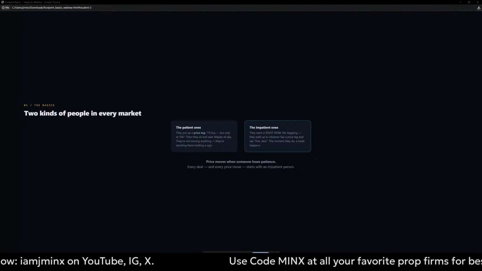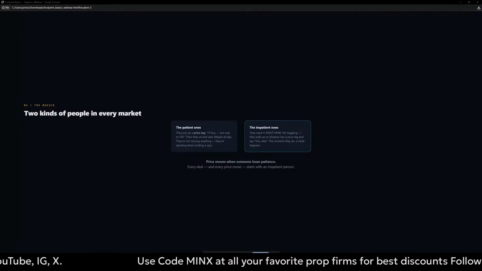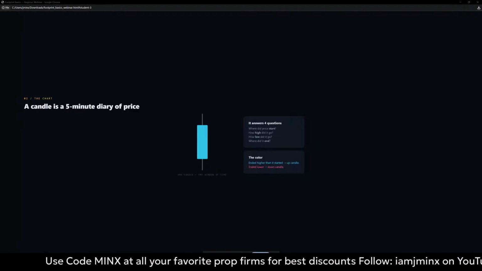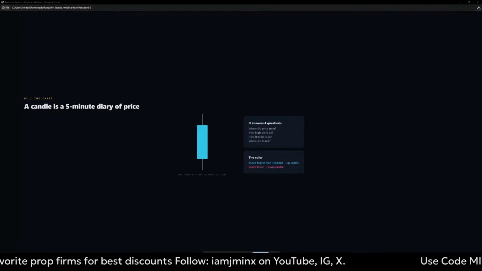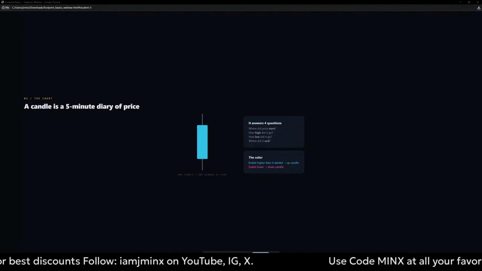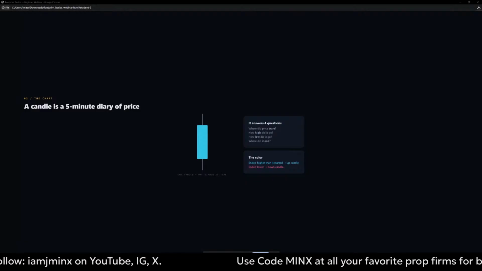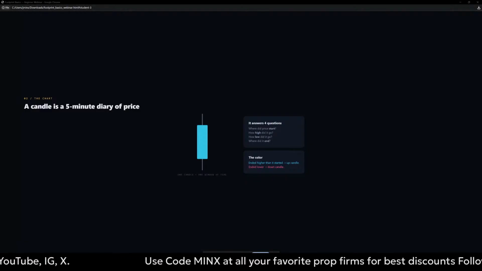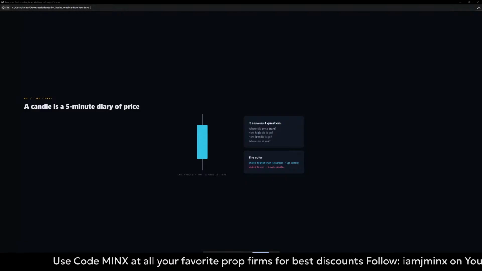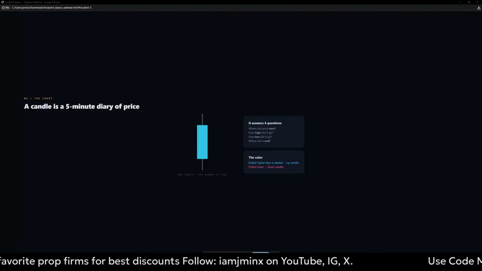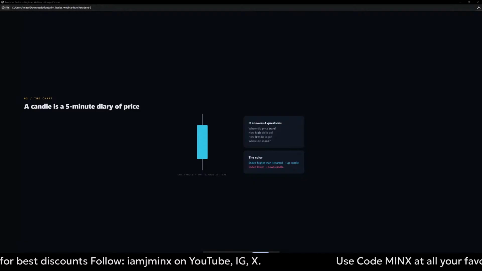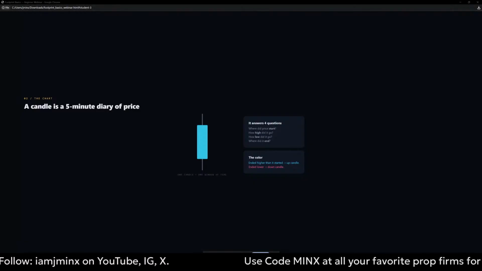Okay, so let's take a look at how traders normally watch all of this. The candle. This is a regular candle. It's how almost every trader on earth looks at price, and it's simpler than it looks. A candle is a little diary of what price did during one window of time, let's just say 5 minutes. It answers exactly 4 questions.